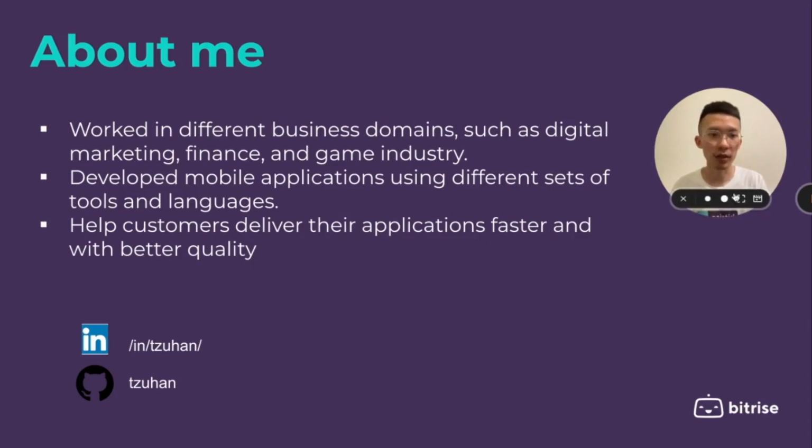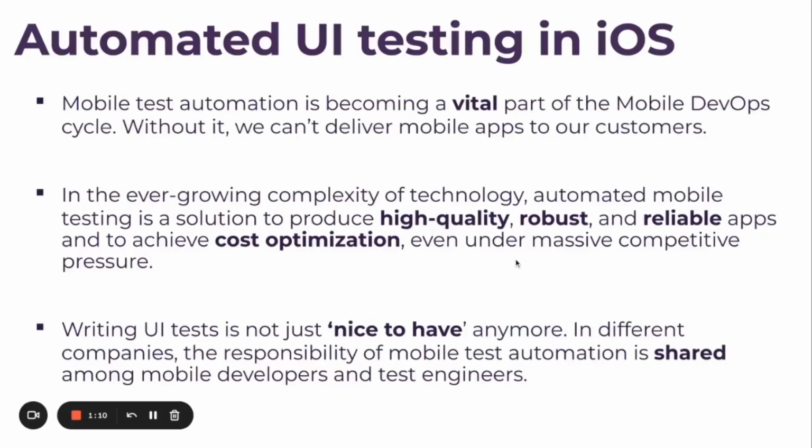So let's get started. First, why do we need to create automated UI testing in iOS instead of manual testing? Since the technologies we use to develop mobile apps are becoming more and more complex, automated test is becoming a vital part of the mobile DevOps cycle. Writing automated UI tests is not just a nice-to-have anymore. By creating and conducting automated tests, we can produce high-quality, robust, and reliable apps and also save a lot of time and efforts for developers and test engineers.